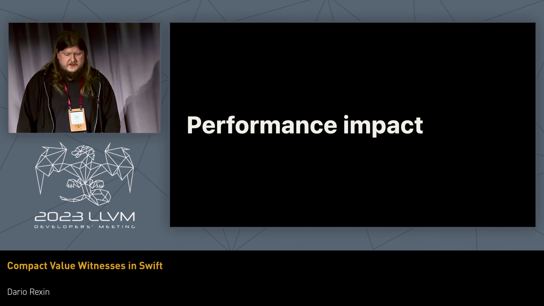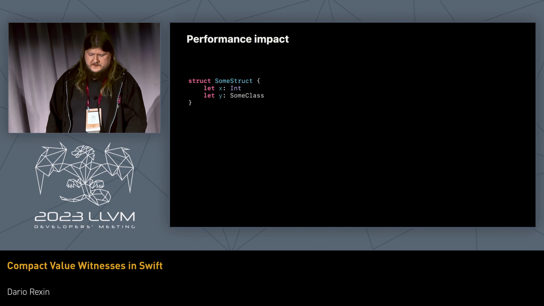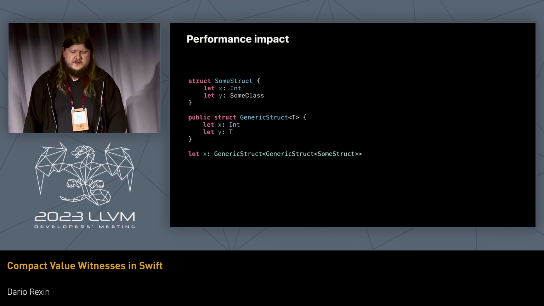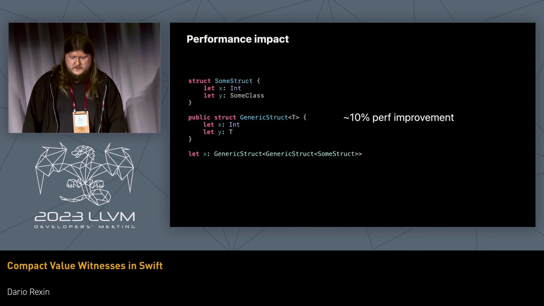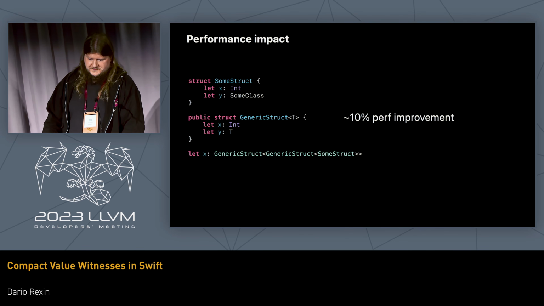Lastly, I want to talk about impact on runtime performance. Since we are replacing natively executable code with an interpretive version, some performance hit is expected. For our simple struct, for example from earlier, we're looking at an approximately 15% performance hit, and that is when executing the witnesses in a tight loop. Since we're instantiating layout strings at runtime for generic types, performance should be identical to non-generic types of the same shape. For this particular case, we're seeing a runtime performance improvement by about 10% compared to regular value witnesses.